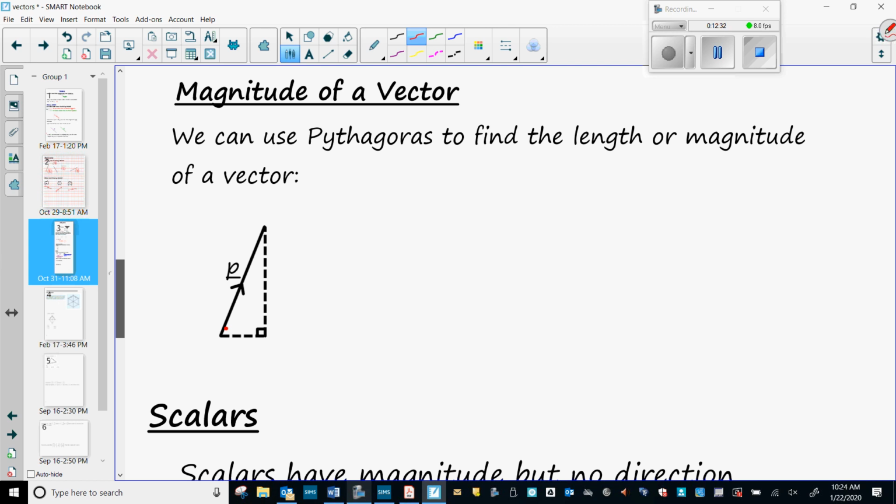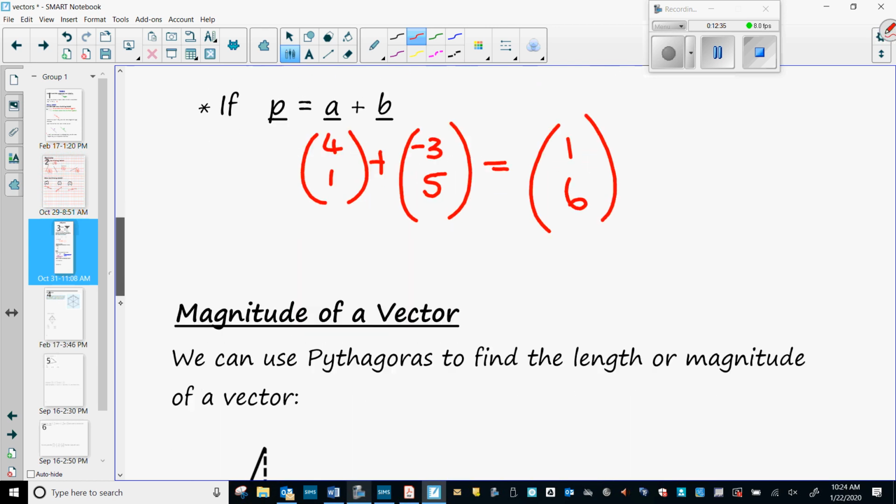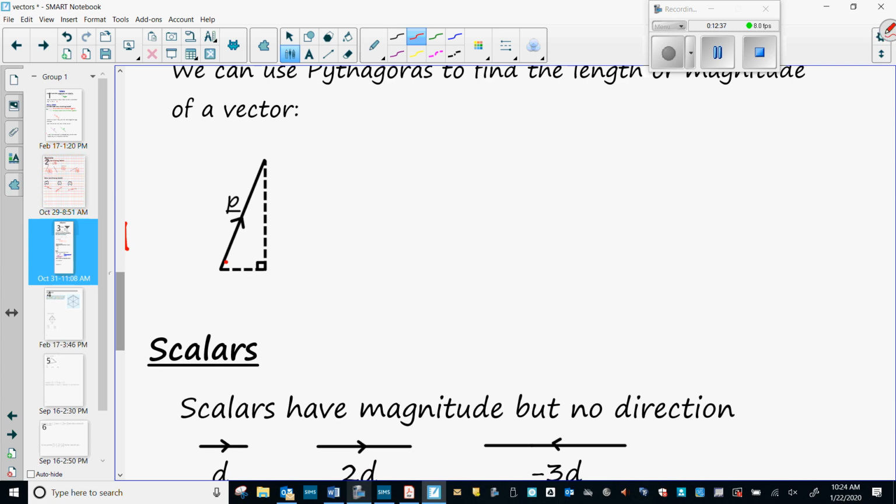So, we said vector P was 1, 6. So, that means that this measurement here would be 1. This measurement here would be 6, okay? Because I started here, I went across 1 and up 6. So if I was to try and find the magnitude of P, we'd show that by doing these lines here, the modulus lines, okay? So that's the scalar, that's the magnitude. And we would use Pythagoras' theorem. We know it's going to be the square root of 1 squared plus 6 squared.